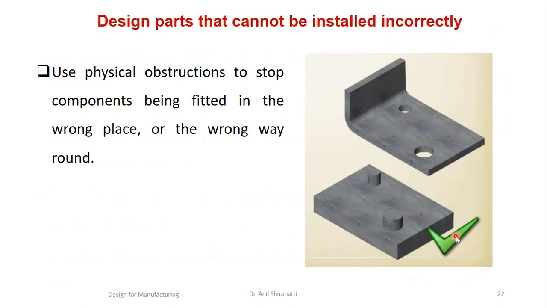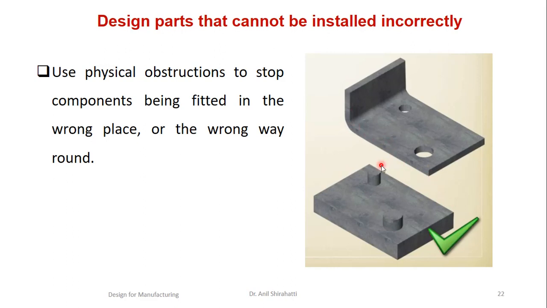Next is design the parts so that they cannot be installed incorrectly. Use physical obstruction to stop the component being fitted in the wrong place or the wrong way round. You can see this example. This is the down plate, and this top plate will come and fit here. Now our objective is that this angle, which you are seeing in the front, should be at the front side, and this should come at the back. Now if both the holes are the same size, the person can reverse it. This vertical part may come at the back side instead of the front side.